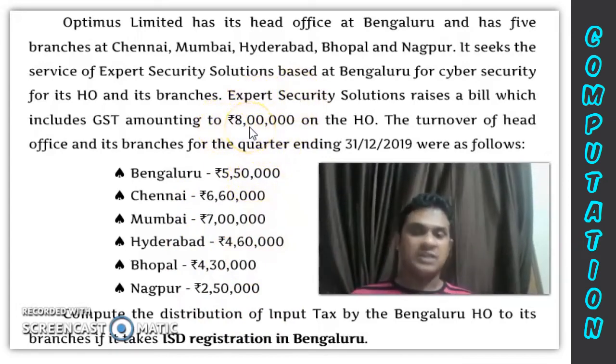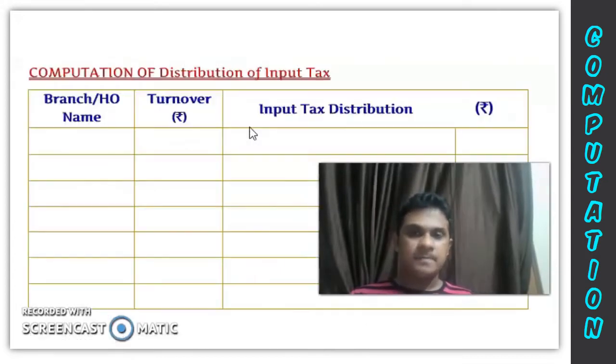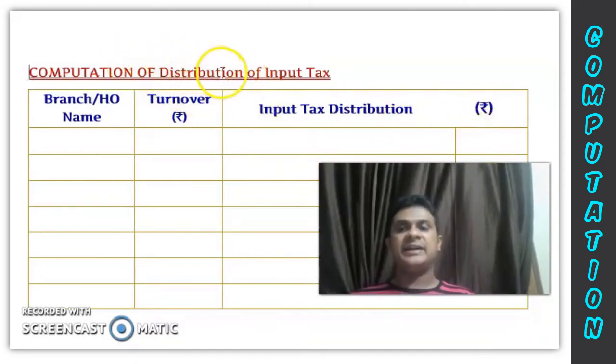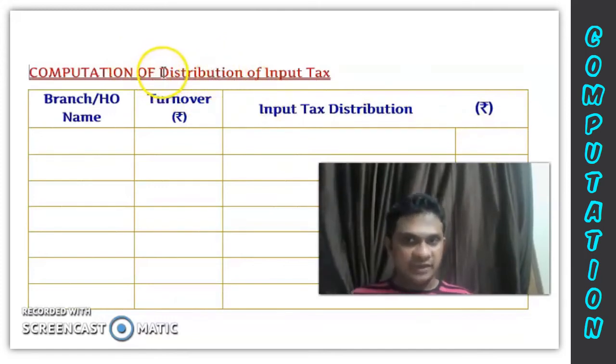So let's move towards our computation. Draw a format like this where you have 4 columns to be specific. We will write the heading as computation of distribution of input tax.